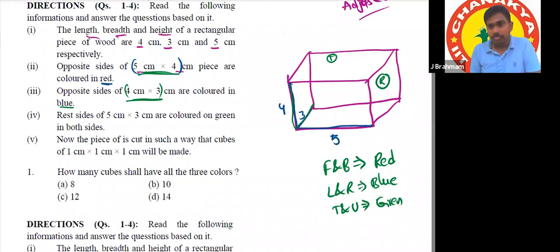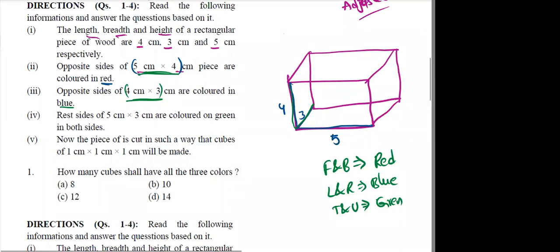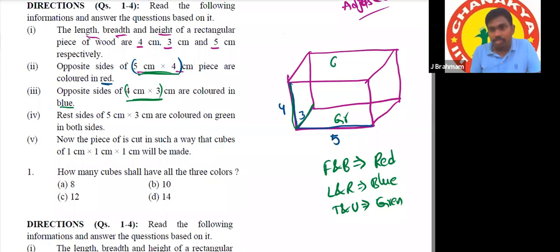I'll write the color names with that same color. Top and under green. This is green, green, and top also green. Next, front and back red. Take it as red, red, and red. This is back. Left and right blue. This is blue, and now it is blue.